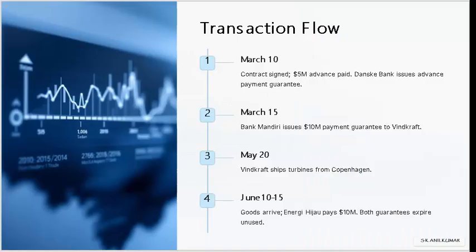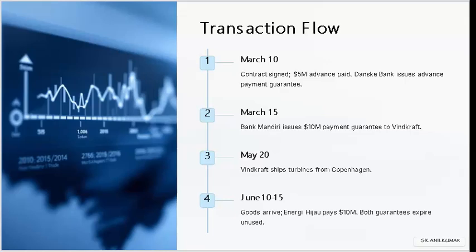Now the contract is signed, Bank Mandiri issues the payment guarantee, the goods are shipped by Vindkraft on DAP terms, goods arrive at Jakarta, payment is cleared, and both the guarantees expire unused. Why? If the payment is made by the party on time, guarantees will not be invoked because goods have also come. Now the challenge is there could be a delay in delivery.